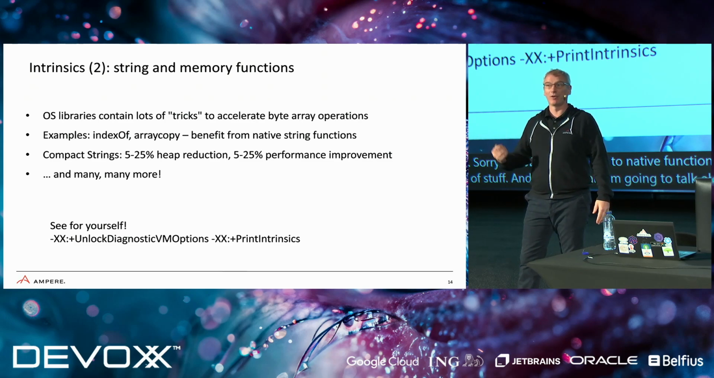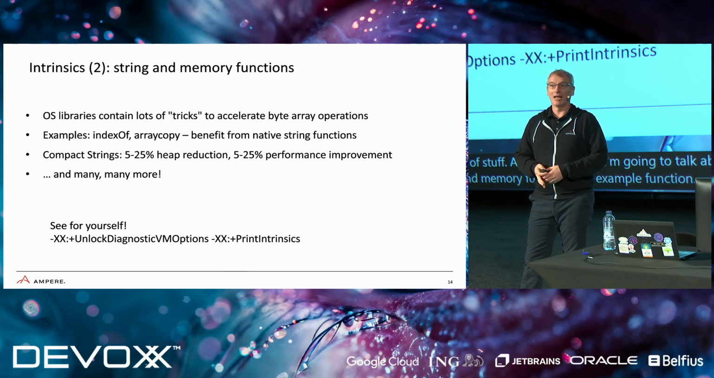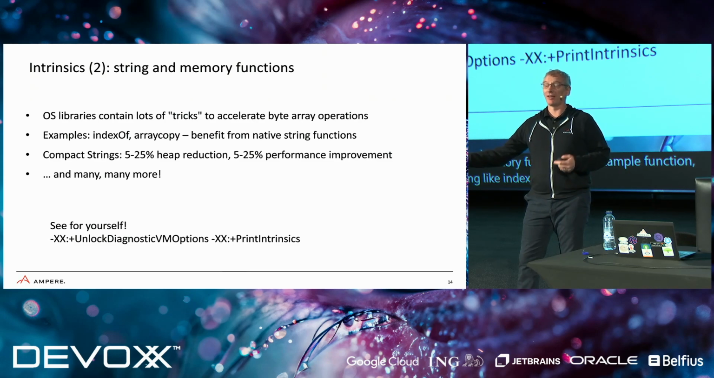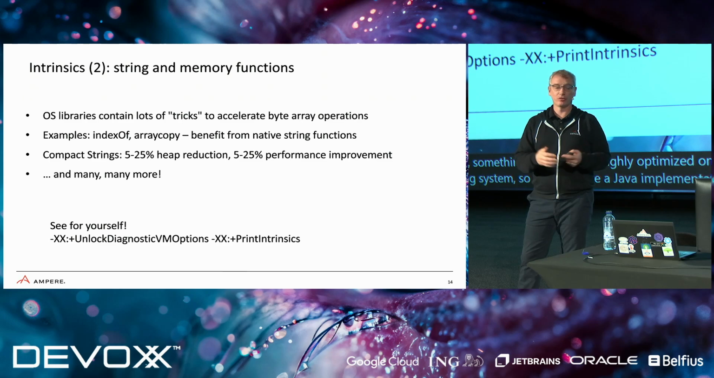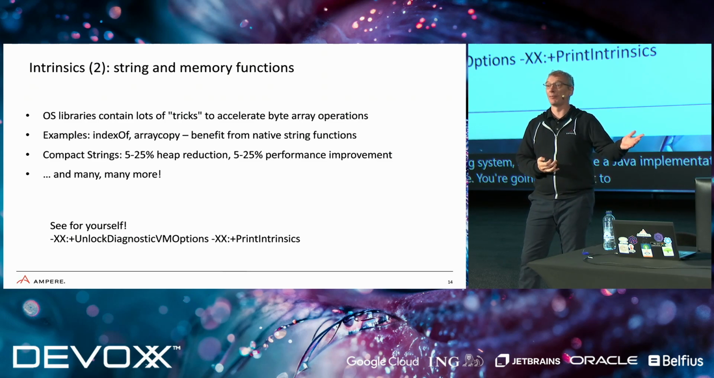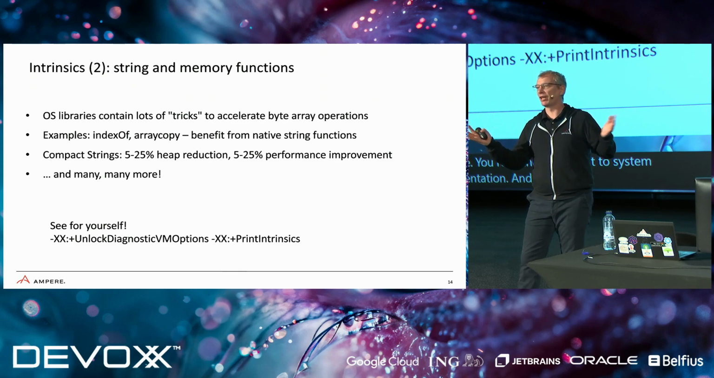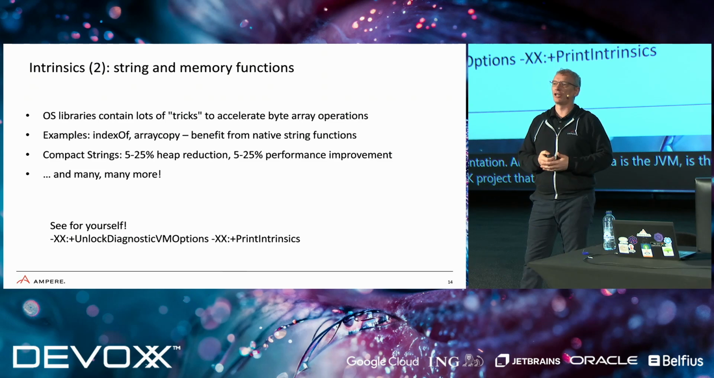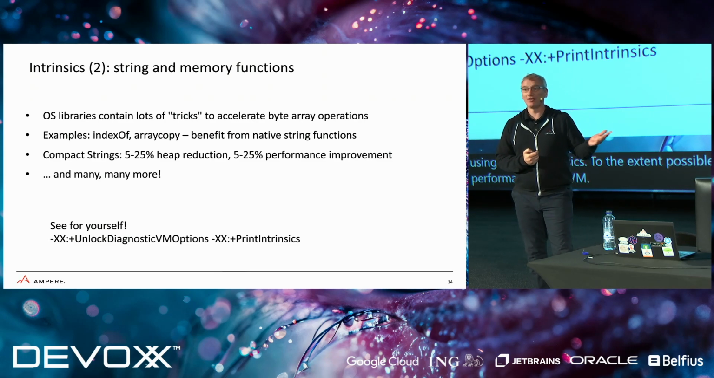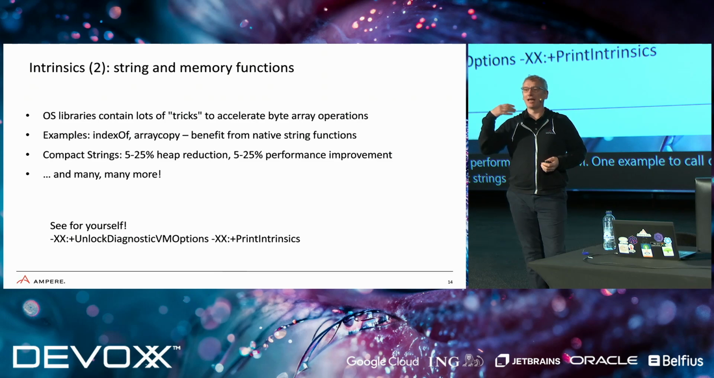An example function, something like indexOf, is highly optimized on the operating system, so we don't use a Java implementation anymore. You're going to call out to the system implementation. And Project Panama is the OpenJDK project that has done a lot of work on using system intrinsics to the extent possible to improve performance of the JVM. One example to call out is compact strings.